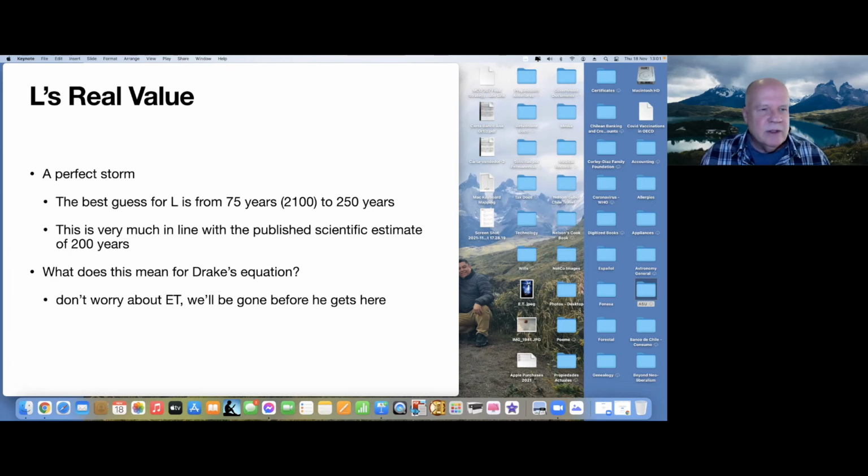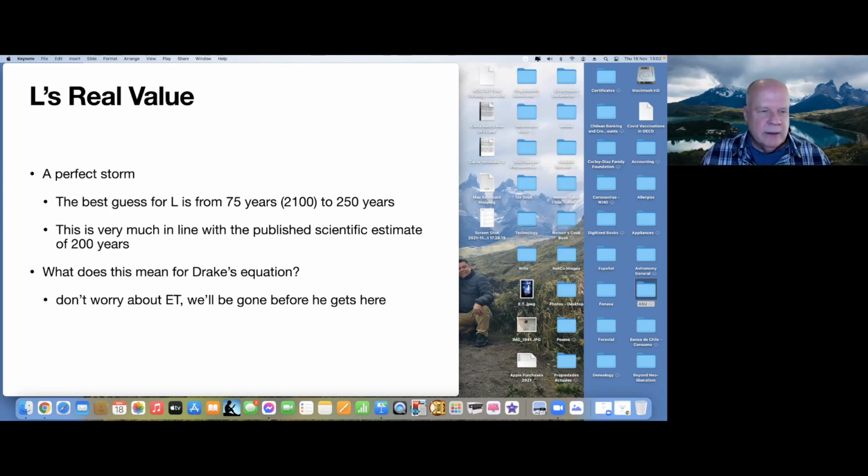So in that perfect storm, I'm saying the best guess for L could be as early as 2100, so that's about 75 years from now, compared to our 250-year estimate based off of fossil fuels. So when you look at it, we really are very much in line with the published scientific estimate of around 200 years. So what does this mean for Drake's equation?